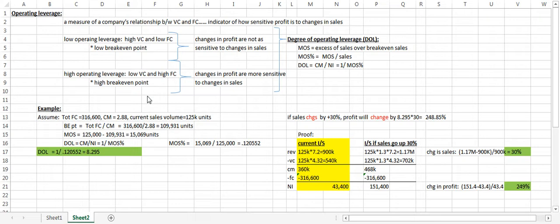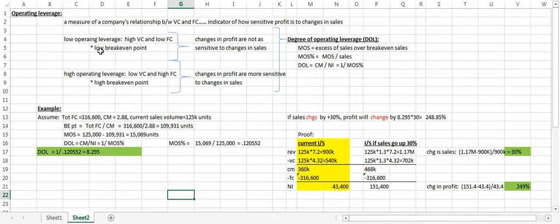In this video, I will discuss the concept of operating leverage. Operating leverage is a measure of a company's relationship between the variable cost and fixed cost. And the reason it's practical for us is that it's an indicator of how sensitive profit will change with changes in sales. So as a general concept here, a company with a low operating leverage is said to have high variable costs relative to fixed cost.